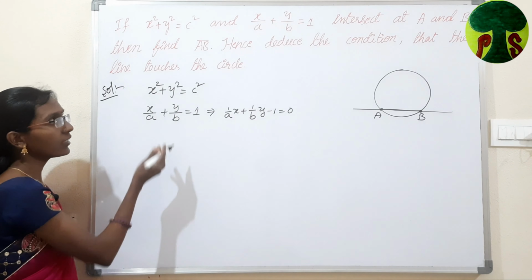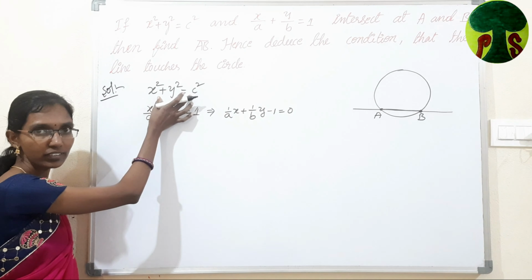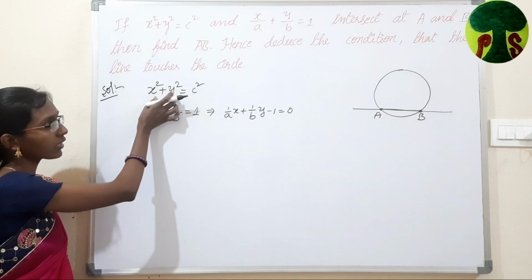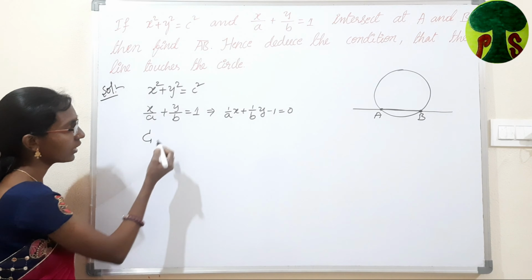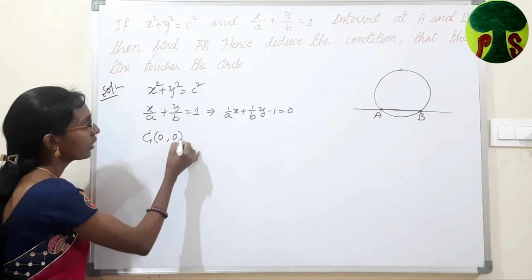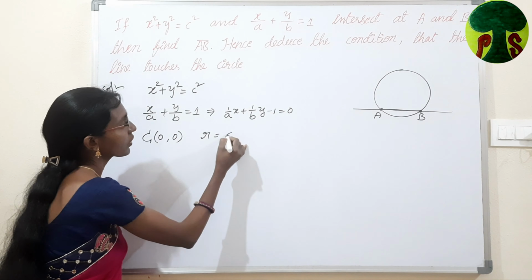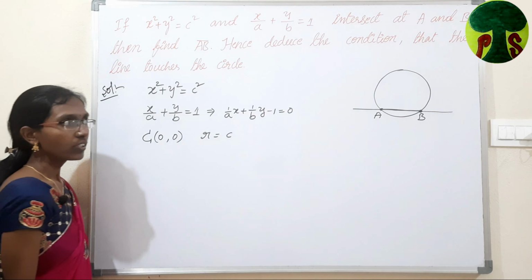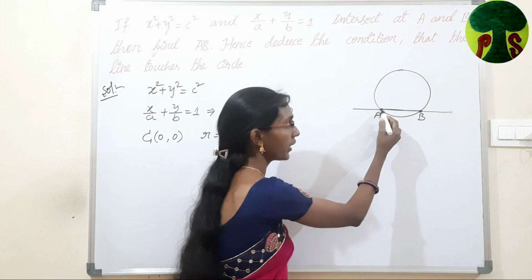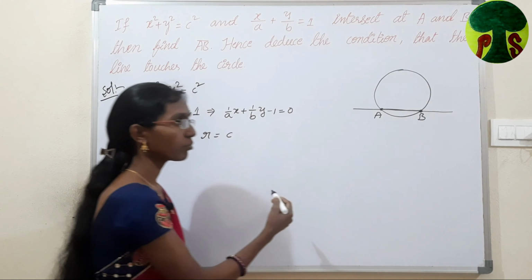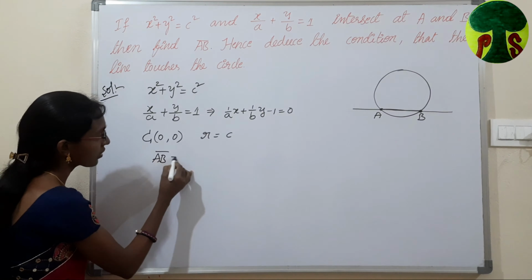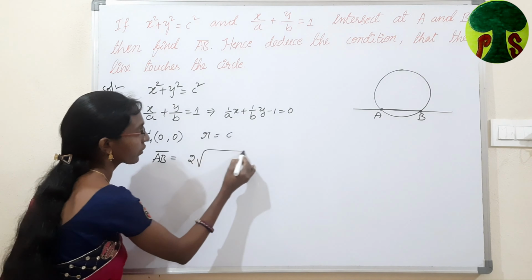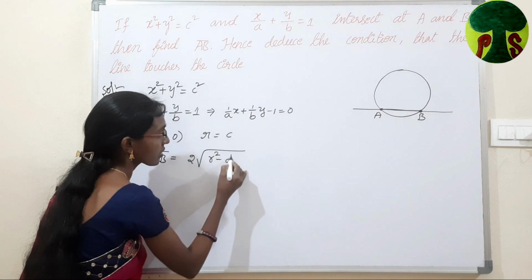Now find the center of the circle as well as the radius of the circle. Here the center of the circle is nothing but the origin. Let us consider the center as capital C, (0, 0), and radius r is equal to small c. What we have to find? We have to find the length of the chord. Length of the chord is nothing but AB. So AB is equal to 2 into square root of r square minus d square.